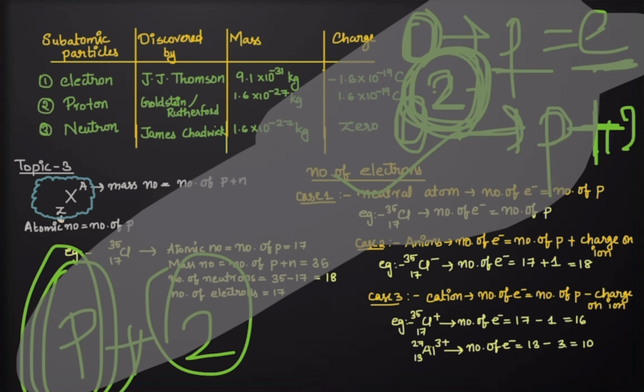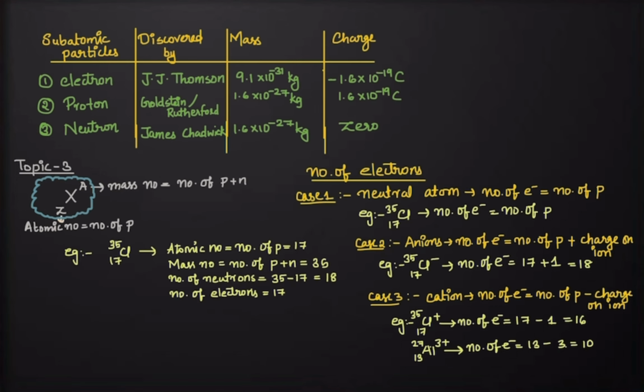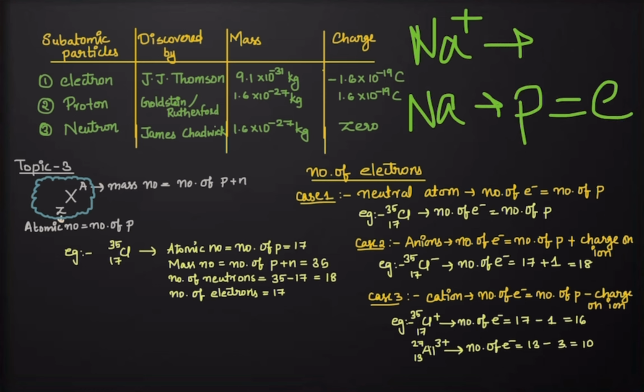And what is meant by cation? Cation means if loss of electron takes place, that atom is turned into a cation. In case of Na plus, an electron is lost. Na is a neutral atom, so number of protons equals number of electrons. If an electron is lost from this Na, it will be Na plus. Electron lost means a plus charge. If an electron is lost, the plus charge is dominating.